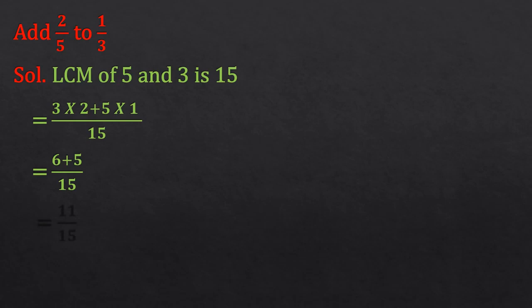First of all we will multiply and then we will add. According to the BODMAS rule, we will multiply first. So 3 multiplied by 2 is 6, plus 5 multiplied by 1 is 5. Now 6 plus 5 is 11. 11 upon 15 is our fraction.